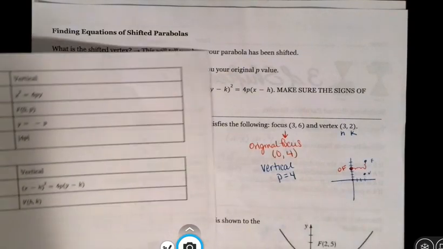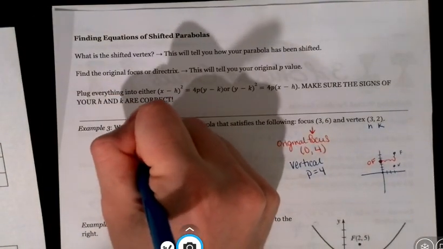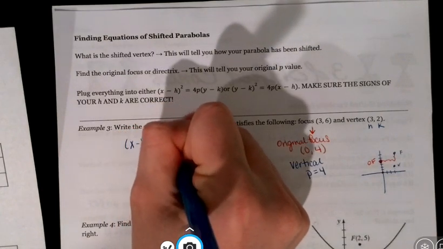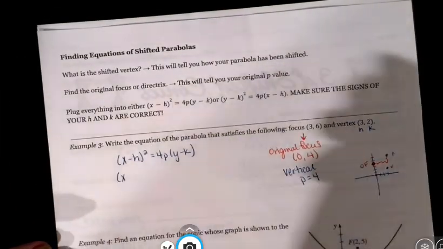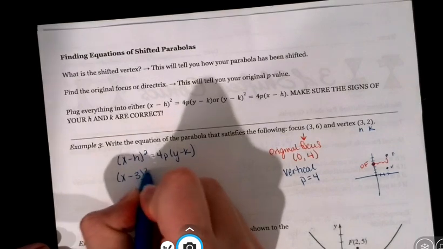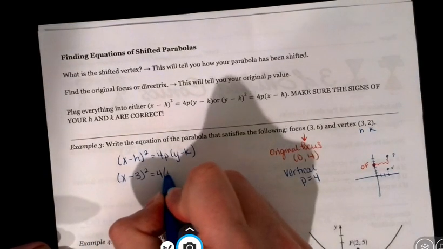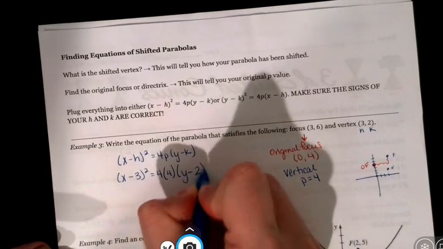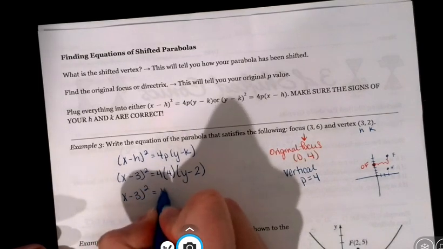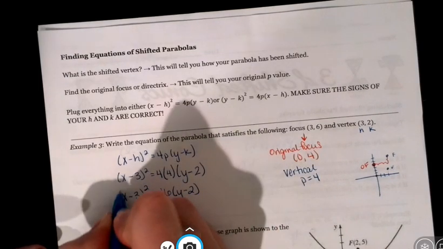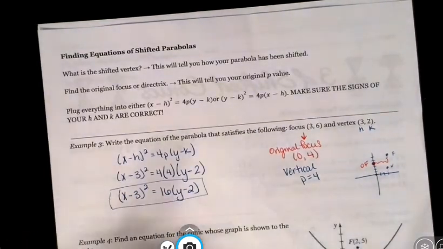So for a vertical shifted parabola, this is our template. So I'm going to go ahead and write this on our notes. And then I fill in what I know. So I know that my H is 3. And then my P is 4. And my K is 2. So I plug in what I know. I can go ahead and simplify this. Well, 4 times 4 is 16. And then I leave it to match the template. So I don't need to distribute the 16 into the y minus 2. I have my equation. I am good.